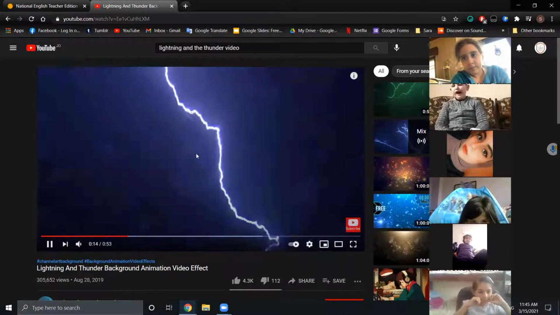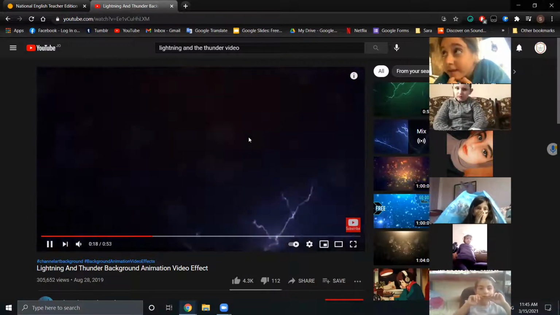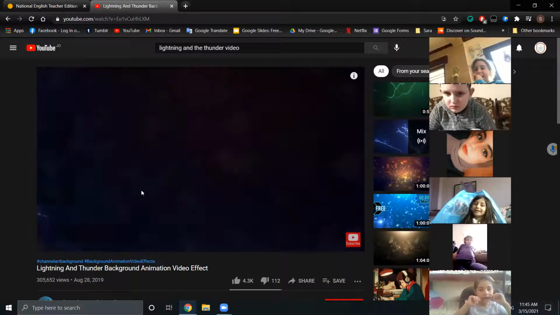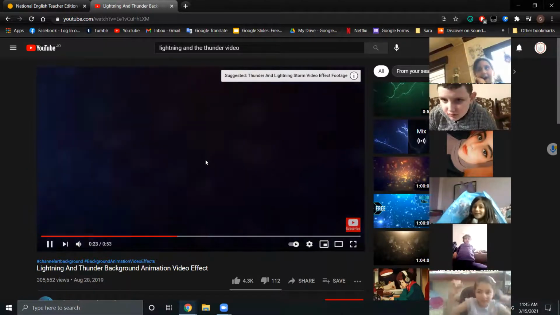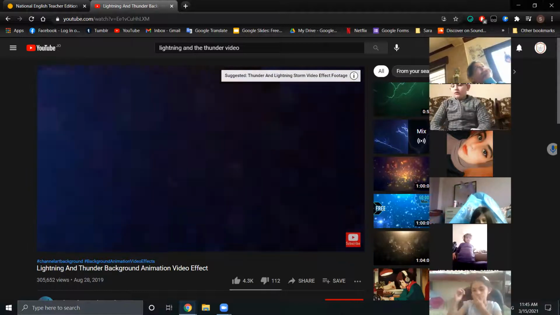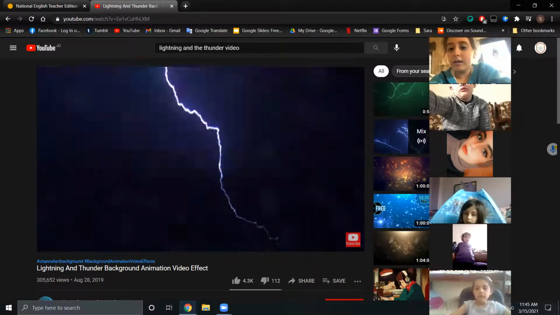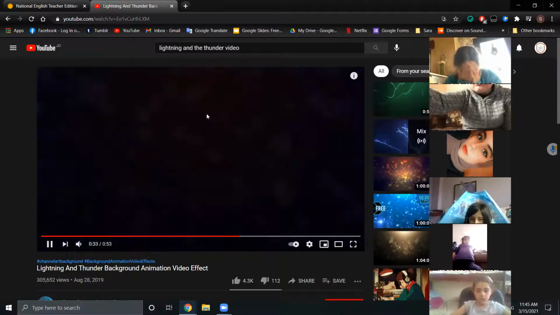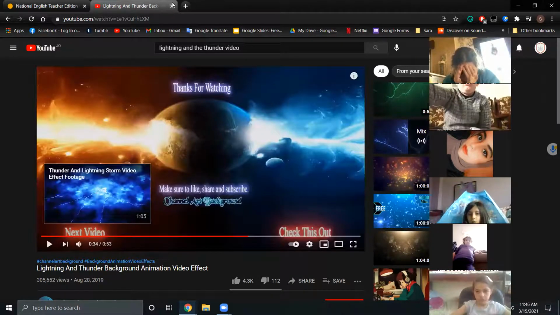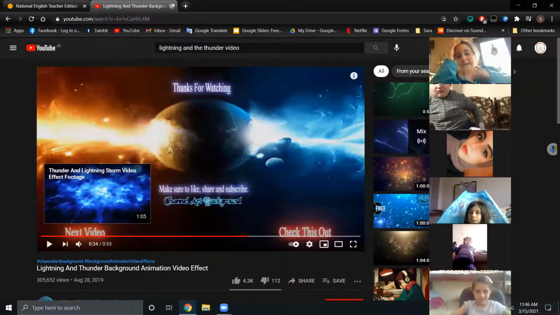Okay, can you see these lightnings? We call this lightning, okay? And the loud sound, we call it thunder, okay? You have to know that, because when the weather outside has thunder and storms together, we call it thunderstorms. I think we faced it back on Friday, if you can remember.